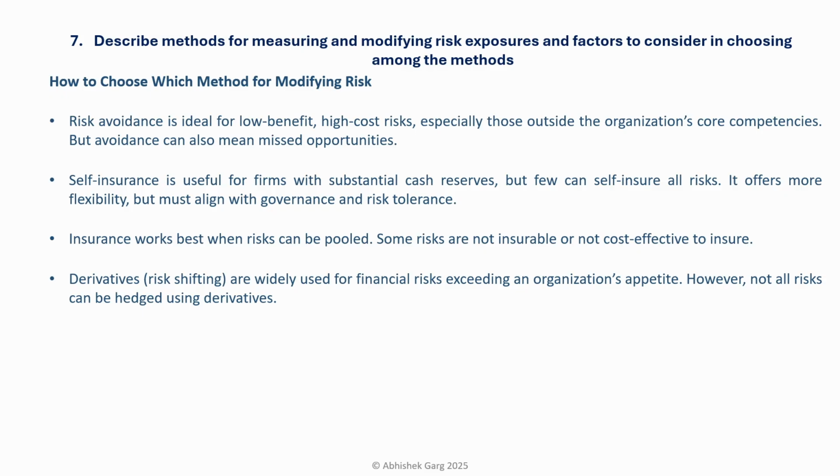Insurance works best when the risks can be pooled. Risks that are not insurable or not cost effective are not insured. Derivatives are widely used for financial risks which exceed an organization's appetite. Not all risks can be hedged using derivatives.